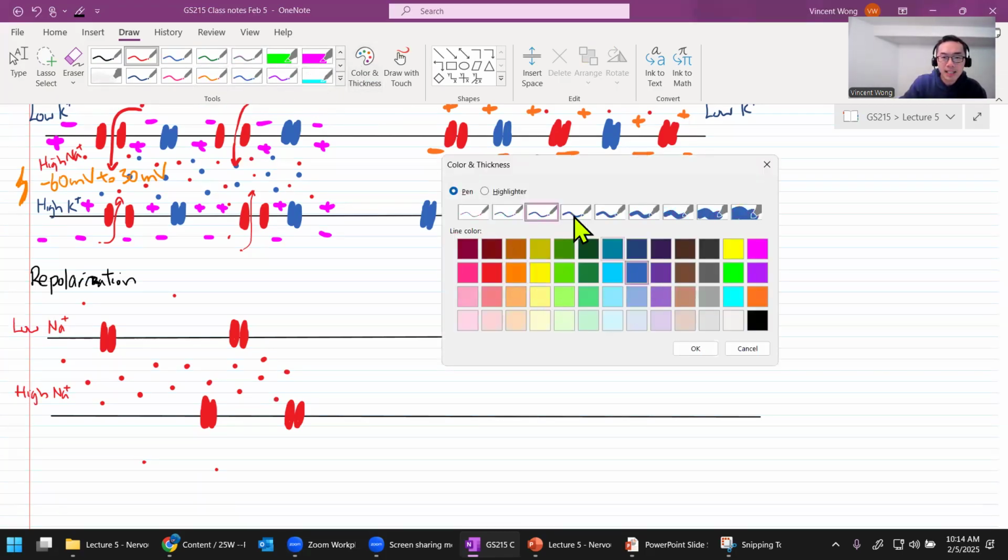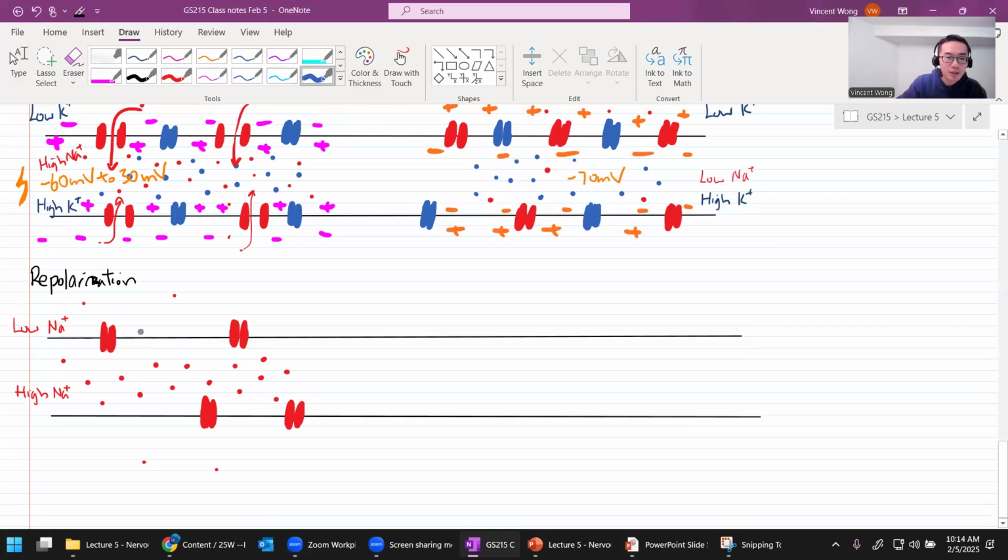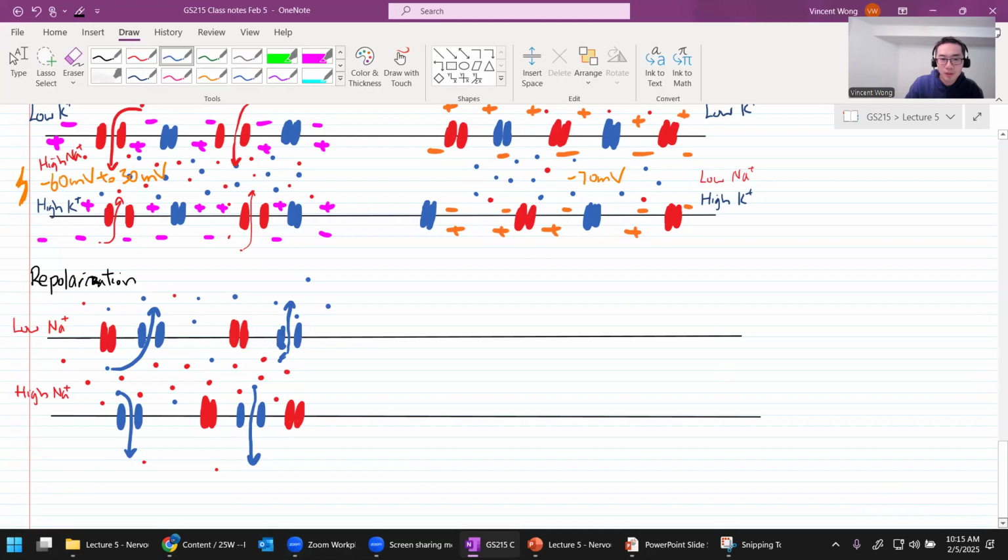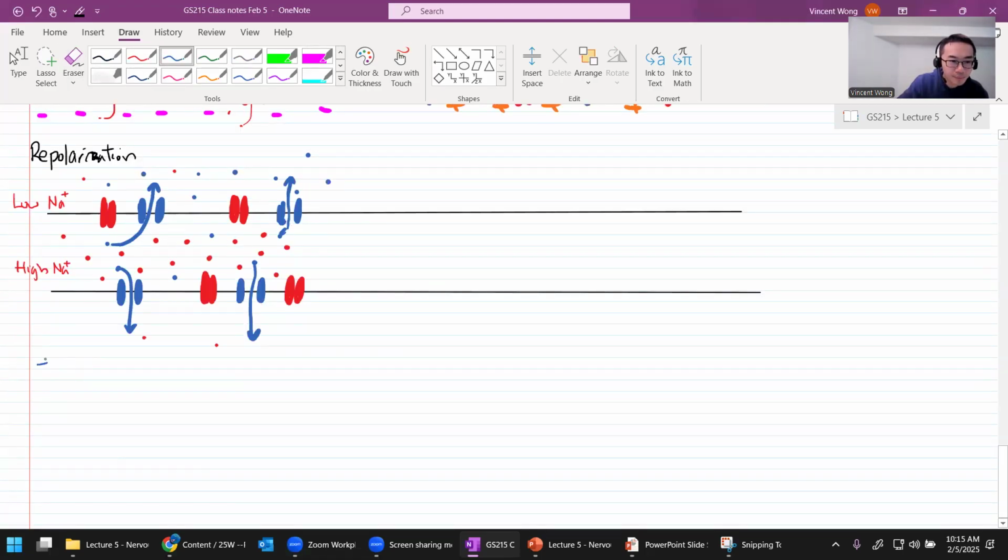And then it is time we pay attention to the potassium. There we go. And all the potassium that were trapped on the inside, they really want to leave. They really want to leave. Okay. They are so done. Gonna leave like that. Okay. Now here is an important thing to note about the potassium.